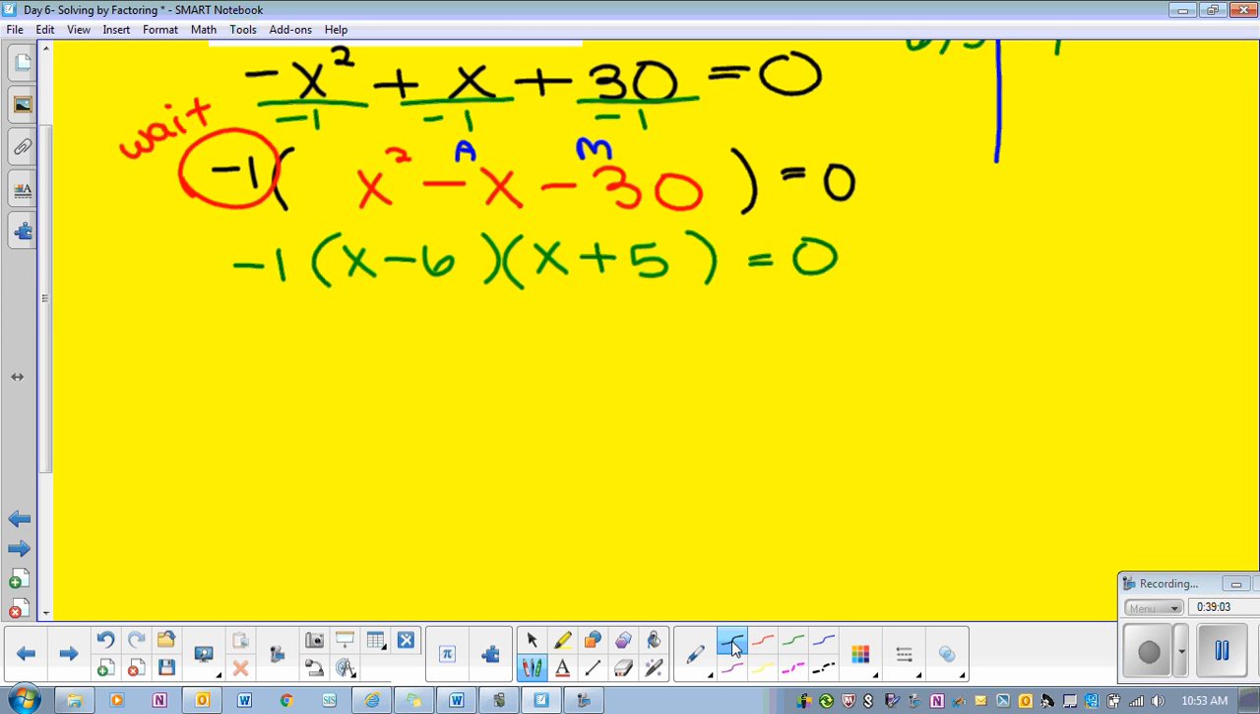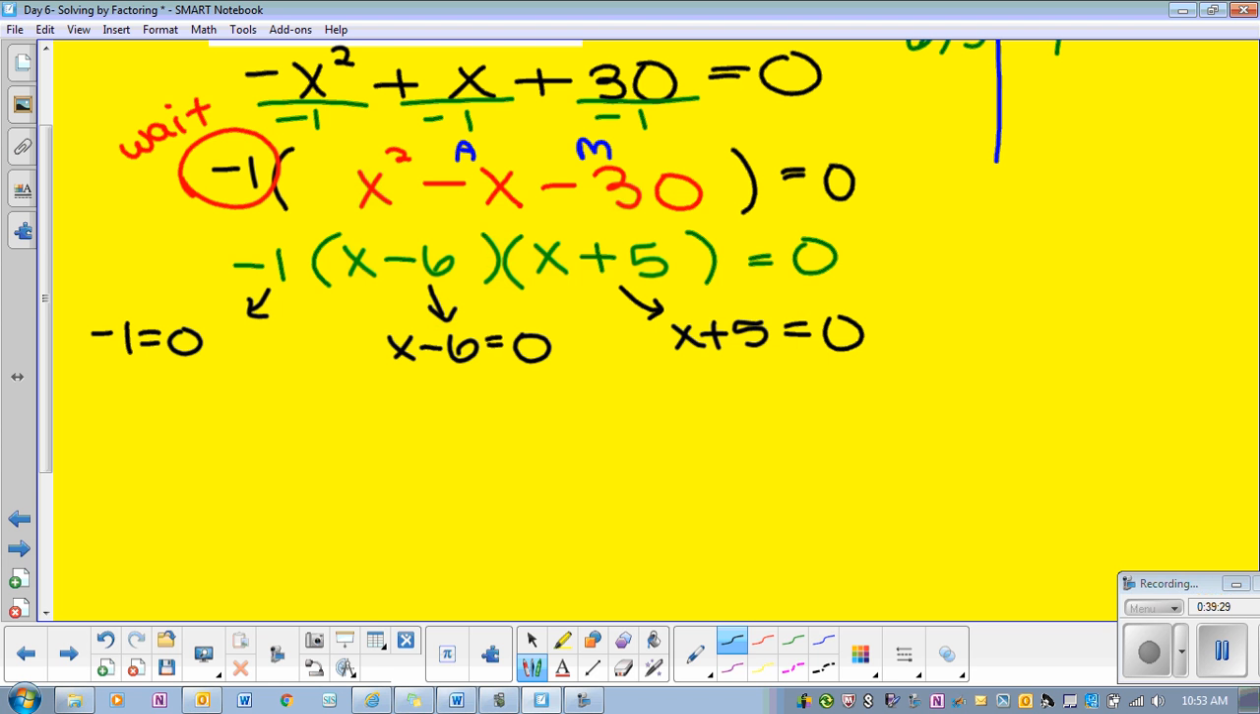Now, everybody needs to be set equal to 0. So negative 1 equal to 0. That doesn't make any sense. Okay, we're going to get there. x minus 6 equals 0. And x plus 5 equal to 0. Good, you're right. I'm writing out everybody equal to 0, right? Because that's what we do.